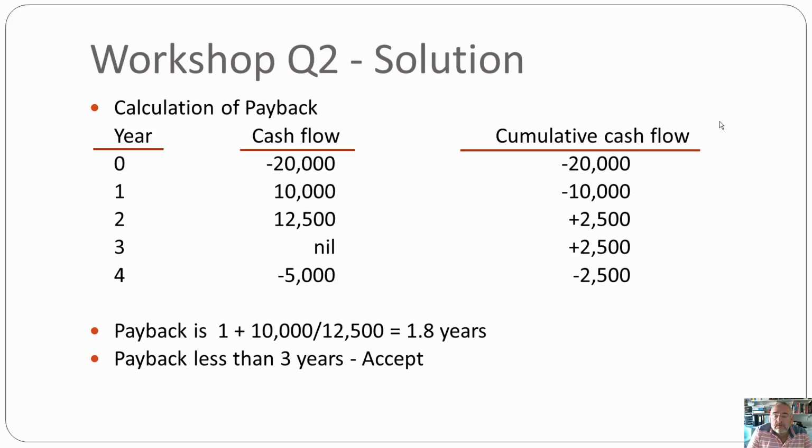Okay? Year 0, we've paid out. At date 1, the accumulated cash flow is still negative because we've only had 10,000 come in. In year 2, 12.5 comes in, so we're now ahead of the game. So 1.8 years. It's less than 3 years, so we take the project.